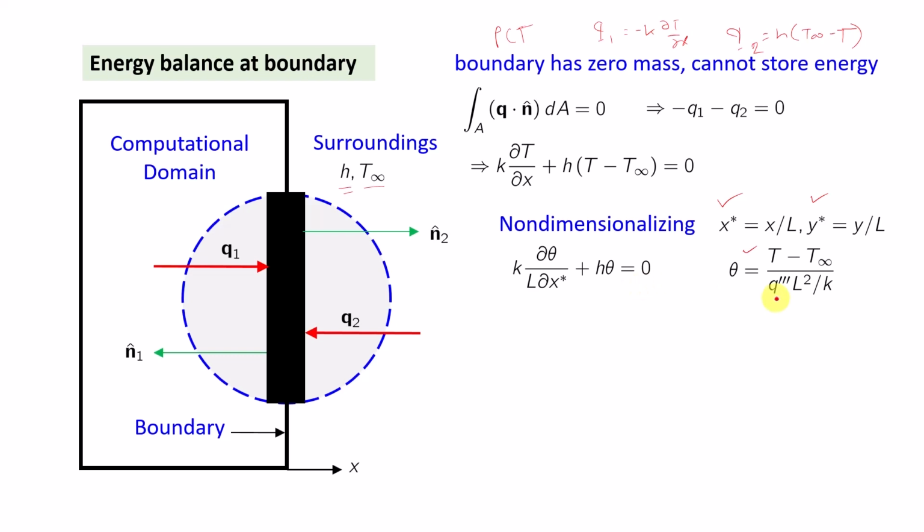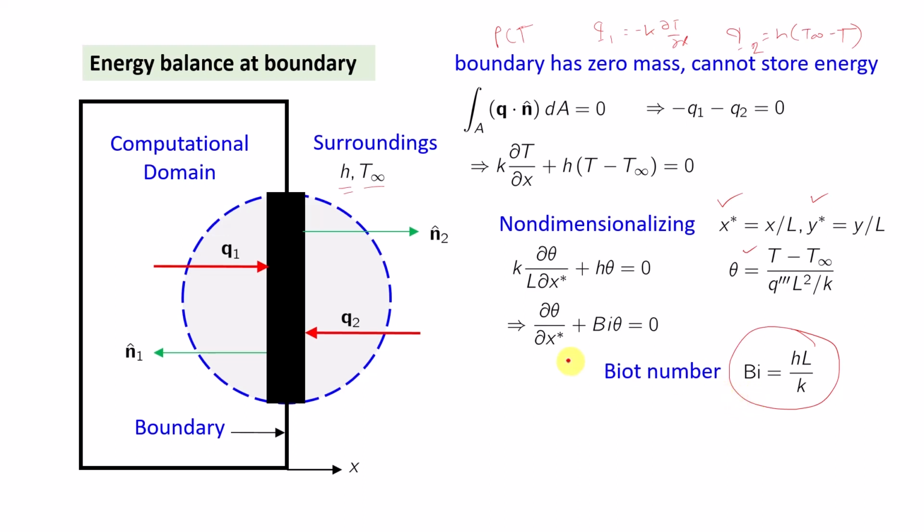So now this h, k and L, I can club them together and write that as Bi, which is known as the Biot number, hL by k. This is a very, very important dimensionless number in heat conduction. But if you know it, that's fine. If you don't know it, don't bother about it. For our problem, we will treat this as a constant and we will solve our problem.